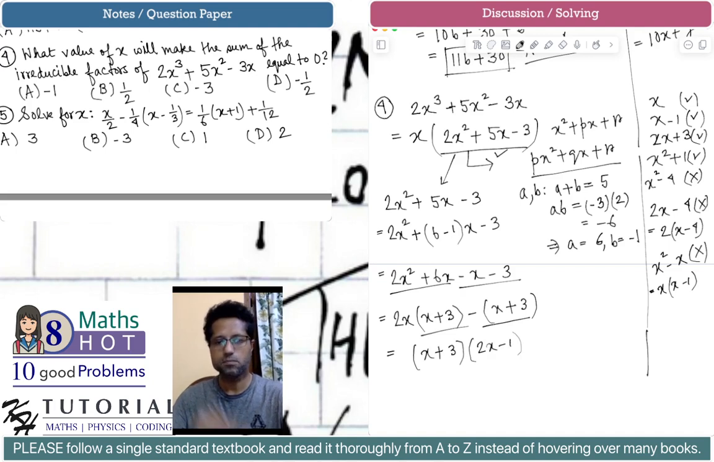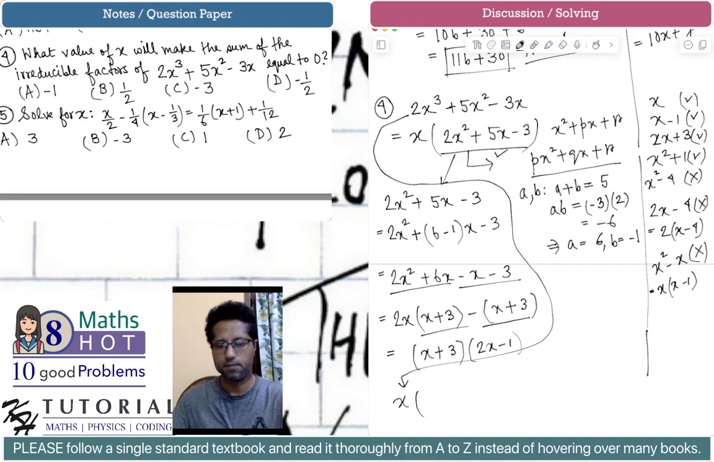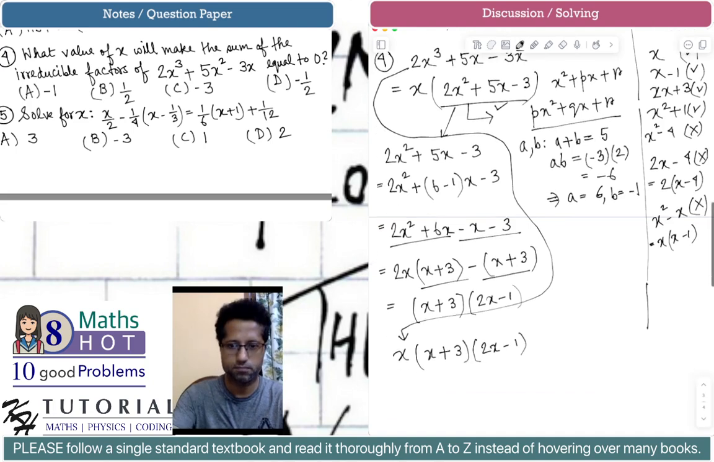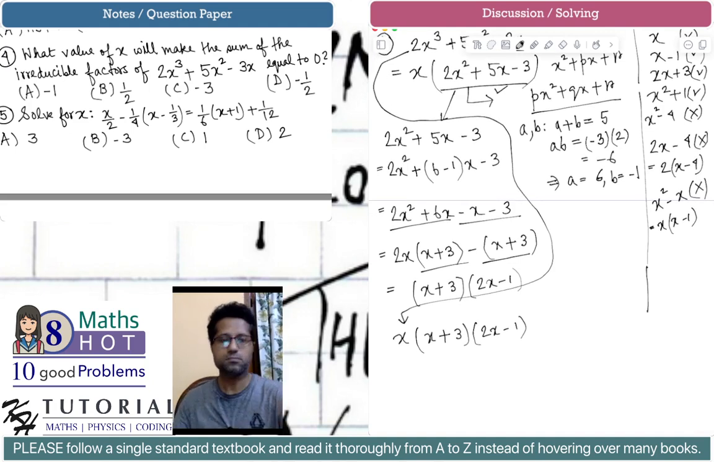So the final factorization of the given polynomial becomes x multiplied by x plus 3 multiplied by 2x minus 1. Now these are the factors, and you see that all these factors are irreducible. X is an irreducible factor, x plus 3 is an irreducible factor, and 2x minus 1 is also an irreducible factor. Now what is given?